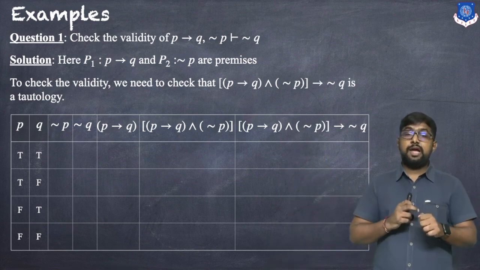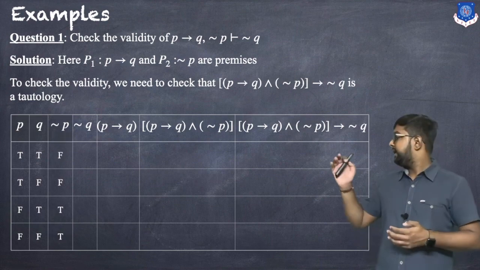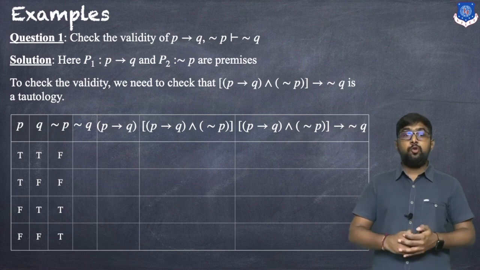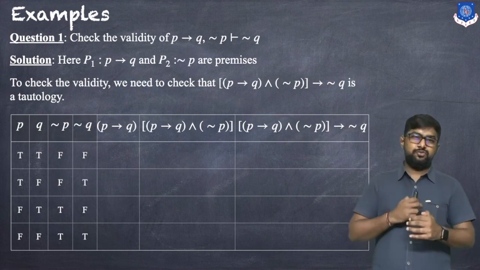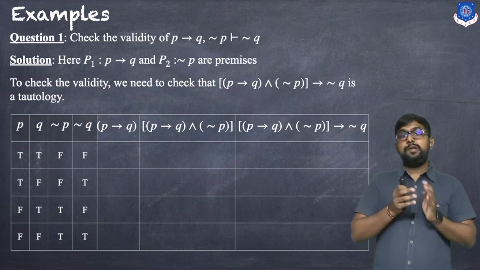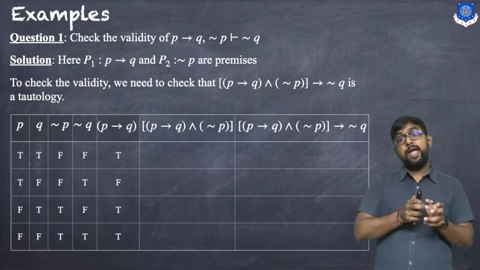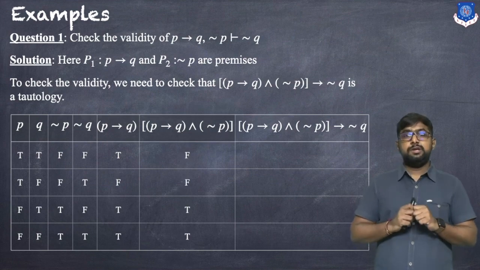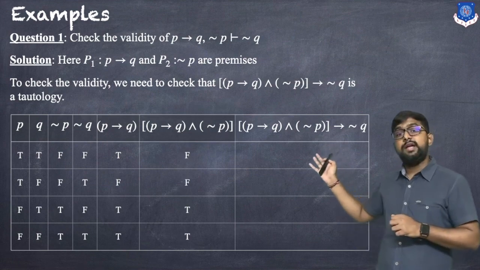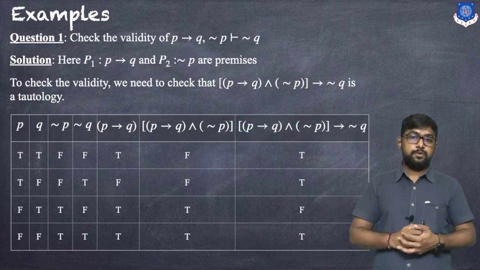Now for the calculation of not P, since P is TTFF, not P will be FFTT. Then not Q: Q is TFTF, so not Q will be FTFT. Now P implies Q will be TFTT. Then next, P implies Q and not P will be FFTT. And in the last column, it will be TTFT.